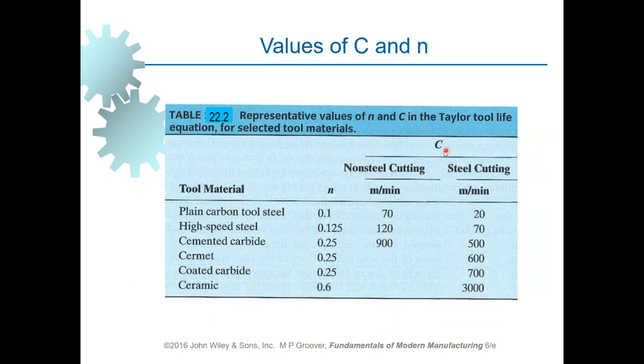Well, C is a parameter which is constant for the same combination of workpiece material and cutting tool. As long as the cutting tool doesn't change, as long as the workpiece material doesn't change, the value of C also remains the same. And it has a very important interpretation as well: C represents the cutting speed giving us a tool life of 1 minute.